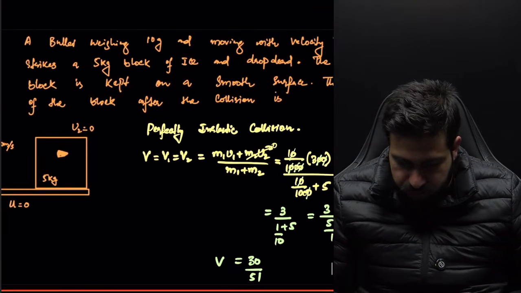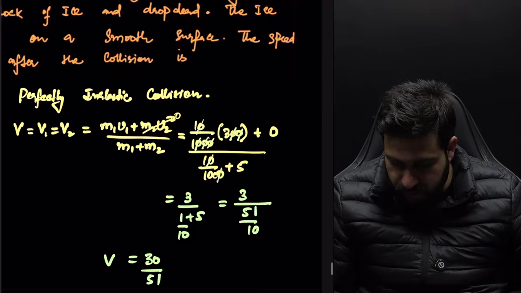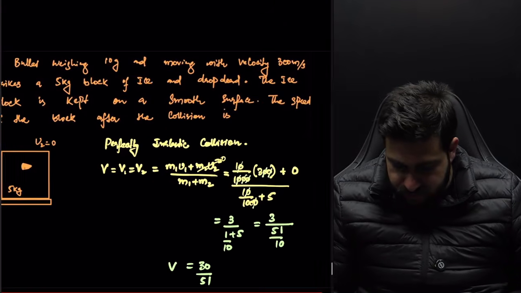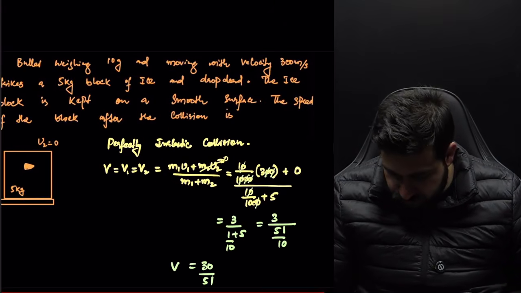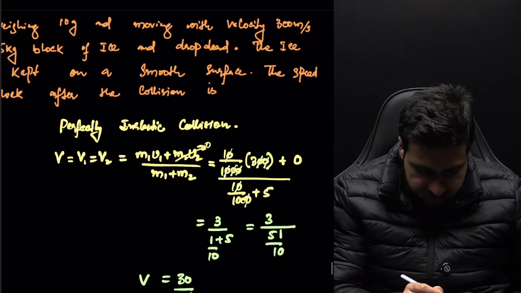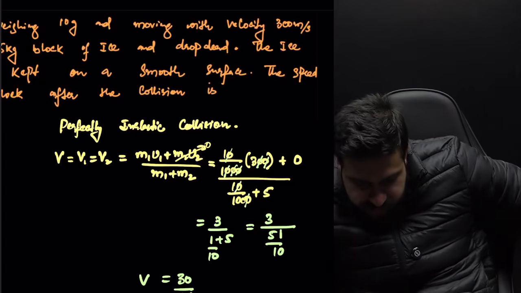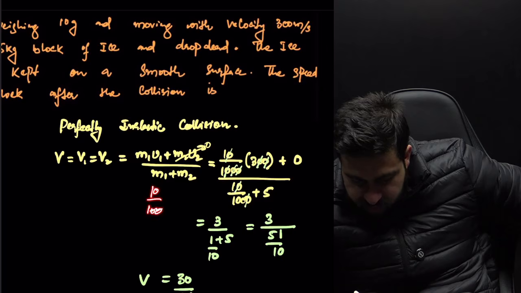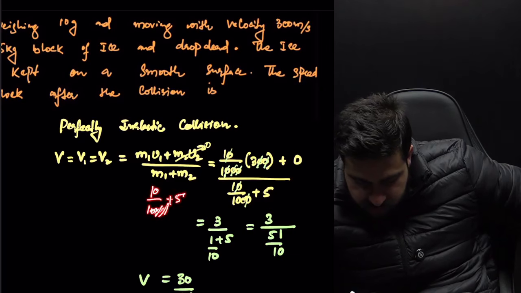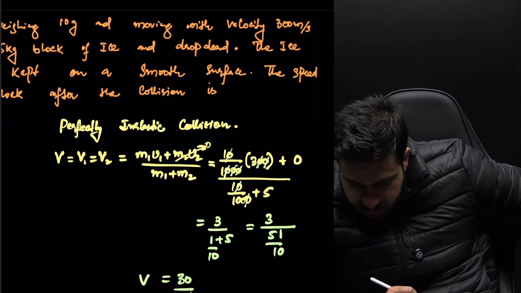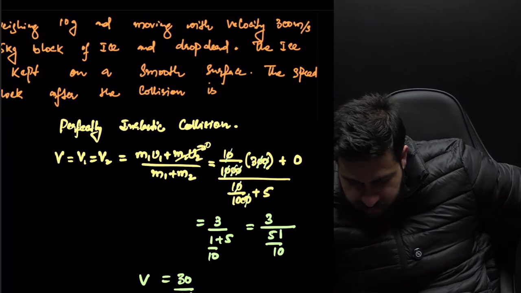10 gram, m1 plus m2. This is 5 kg, so 10 grams. Did I make any mistake? So m1 u1 plus m2 u2, over m1 plus m2. So this is 10 divided by 1000 plus 5 kgs. Sorry, this 0 and this 0 will cancel out. That is 100.